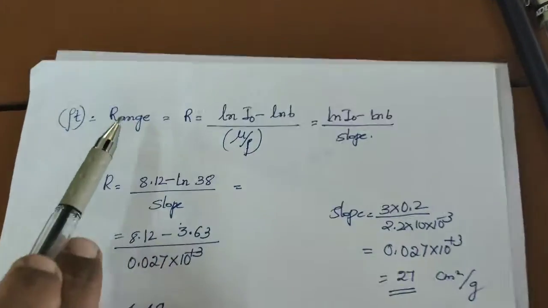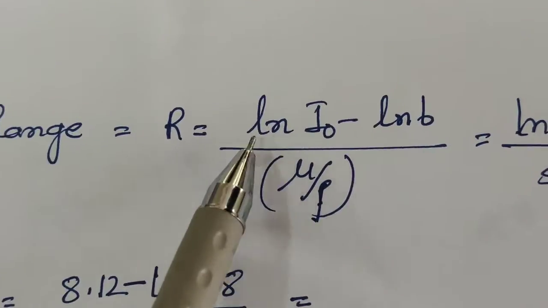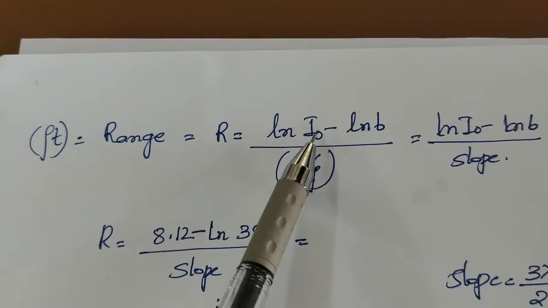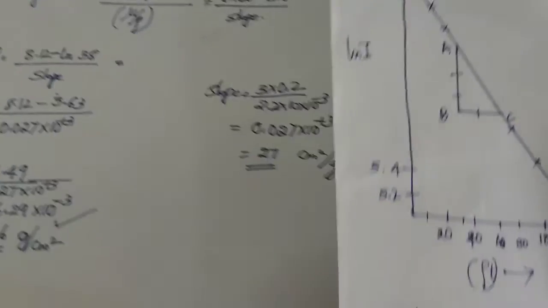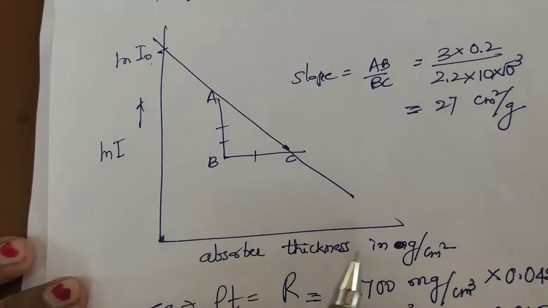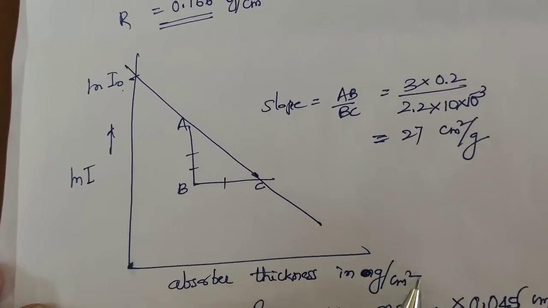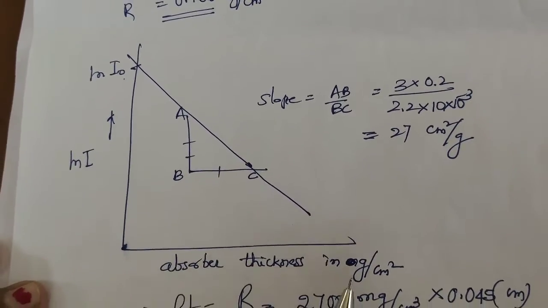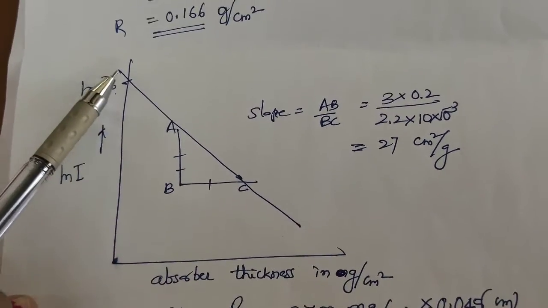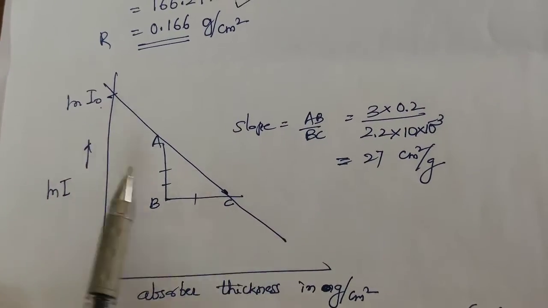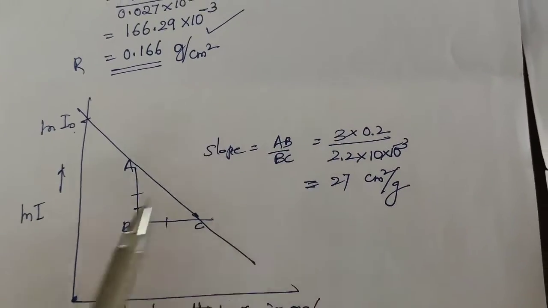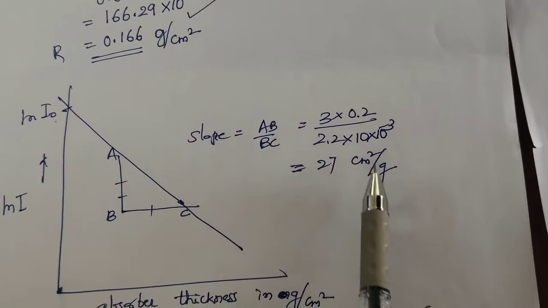We have to calculate the range. In order to calculate the range, that is log of I naught minus log of B. Log of I naught is the intercept value which we have observed here, by plotting log I versus absorber thickness in gram per centimeter square. The absorber thickness is in gram per centimeter square. This is log of I. By plotting we get a graph like this, and we can find the slope of this graph. Slope is AB by BC, that is we are getting 27 centimeter square per gram.